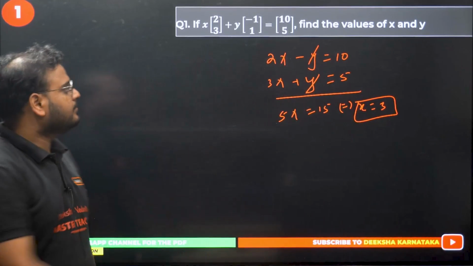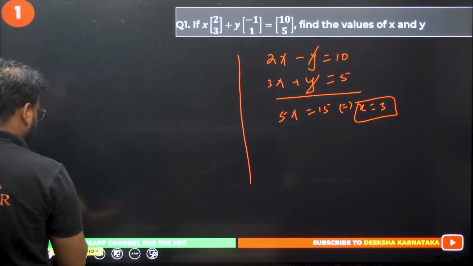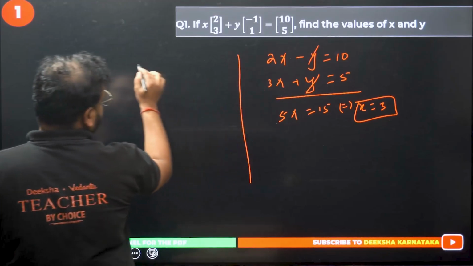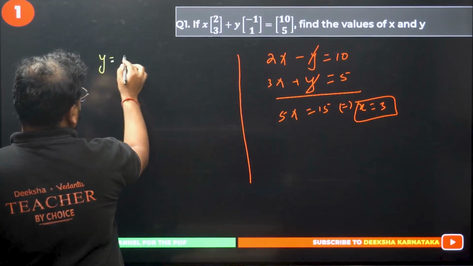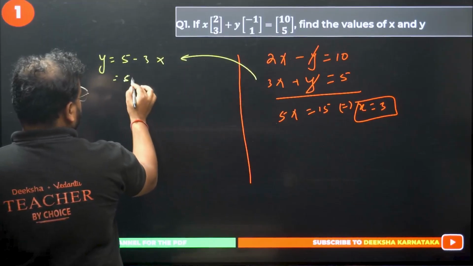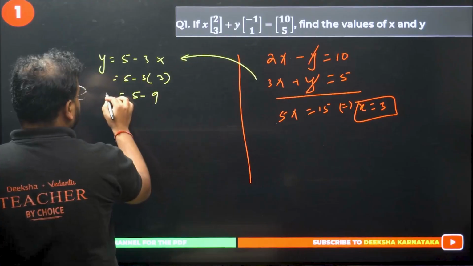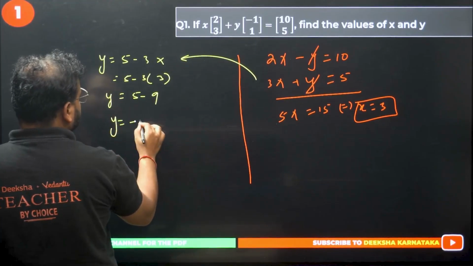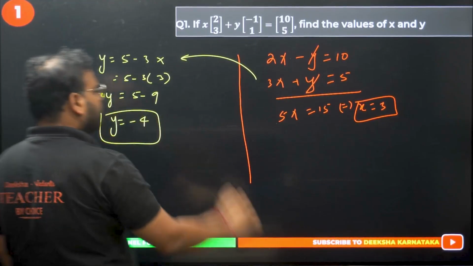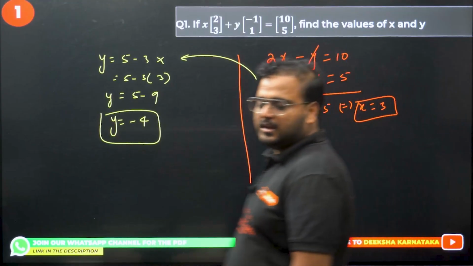X value is 3. Okay. For the y value, use this equation: y equals 5 minus 3x. So y equals 5 minus 3 times 3, 5 minus 9, and y comes out as minus 4. So x value is 3 and y value is minus 4. That's the answer for the first question in the 2 marker category.